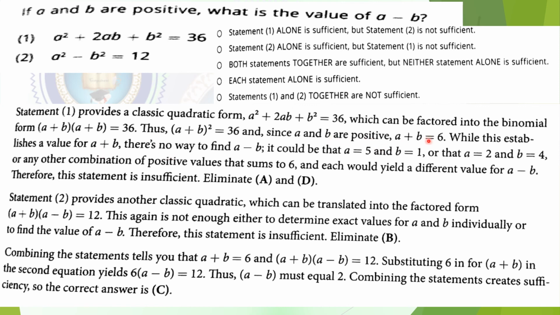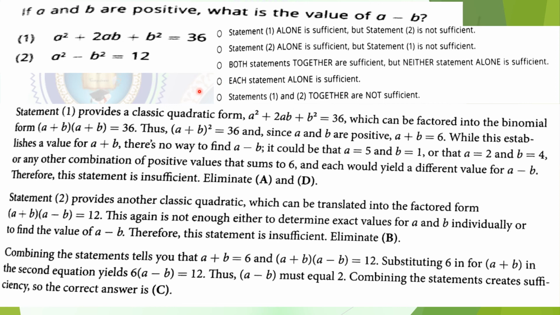a and b should both be positive, but you can take many values, for example 2 as well as 4, or a equal to 5. So the exact values of a and b can't be determined. Suppose you take a equal to 5 and b equal to 1, then 5 minus 1, the answer is 4. If you choose a equal to 2 and b equal to 4, then 2 minus 4 gives a negative answer. So you get two varieties of answer, and from the first statement alone you can't determine the answer.